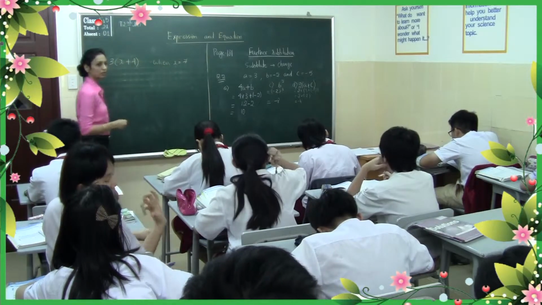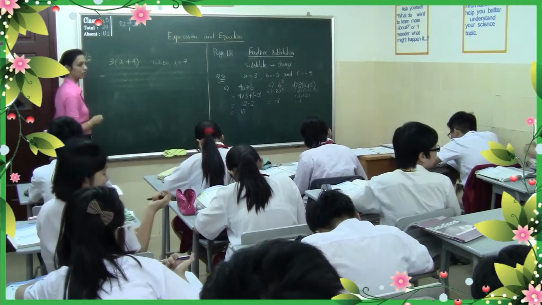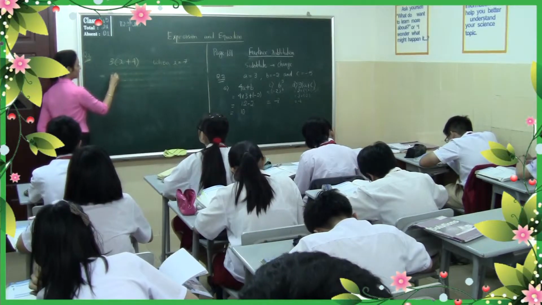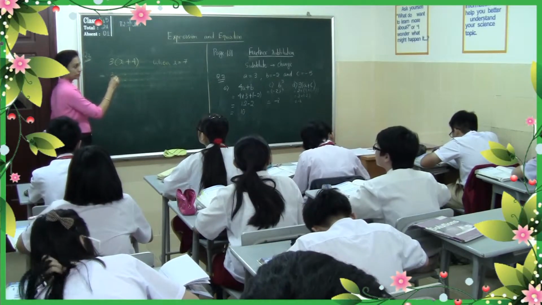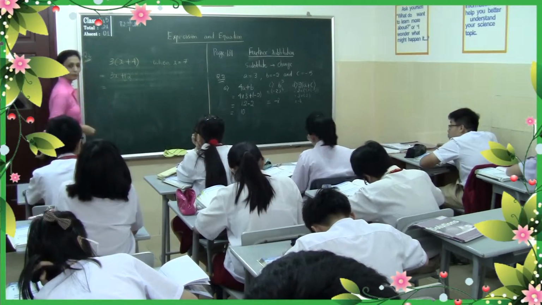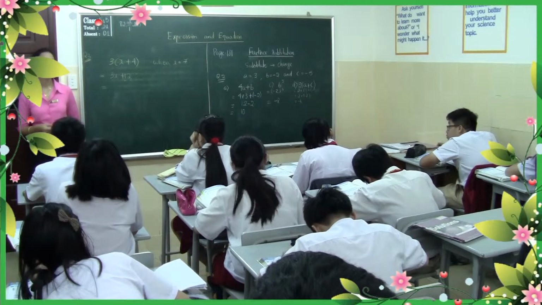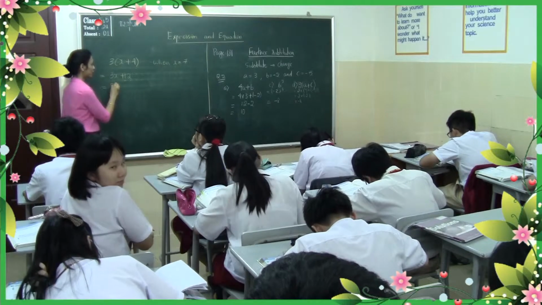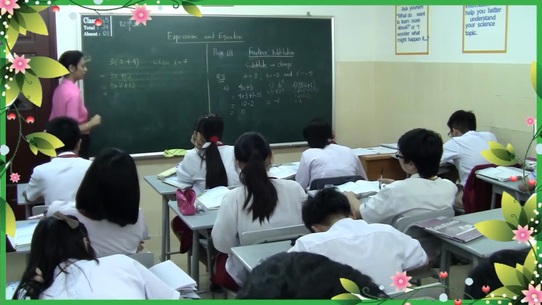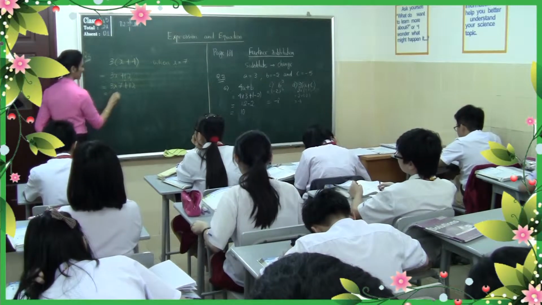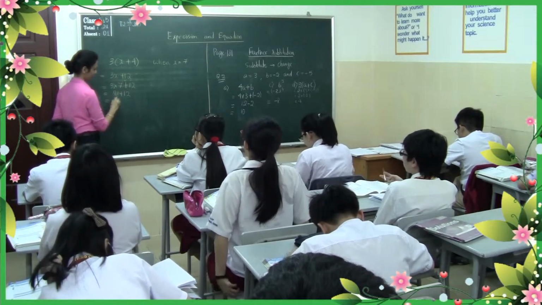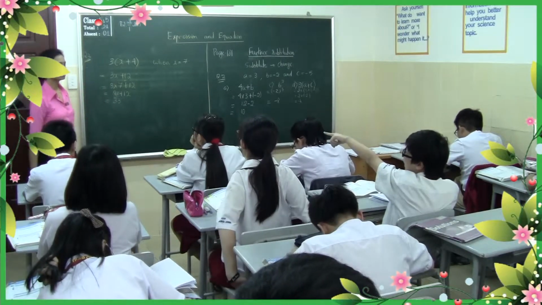Substitute. What is the first thing I need to do here? Expand the bracket. 3 times 3x. 3x plus 12. Then what will you do? I have to substitute the value of x here. 3 times 7 plus 12. How much is it? 21 plus 12. How much is it? 33.